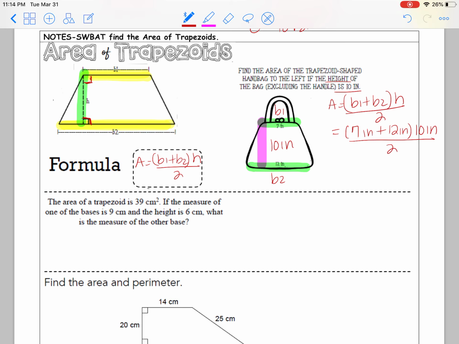Super important that we follow the order of operations. So we do whatever is in parentheses first. 7 plus 12 will give you 19. 19 times 10 divided by 2. 19 times 10 is 190 inches squared. When we divide that by 2, we get 95 inches squared. That's my final area, so I box out my answer.